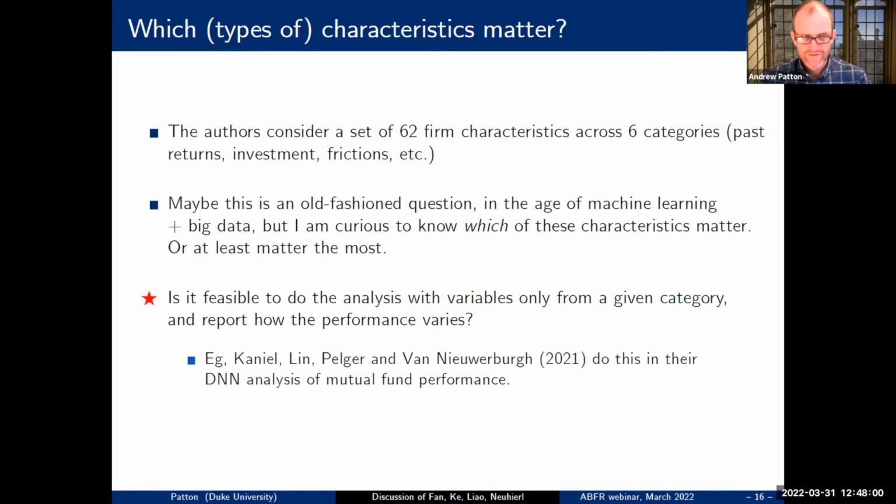If we're thinking about just straight big data, maybe we don't care. We just put all these into the method, grind the machine and see what comes out. But I would be curious to know which of the characteristics matter the most, perhaps which class of characteristics matter the most. There's a paper by one of the organizers of this series, Markus Pelger, and co-authors that did something like that for their neural network analysis of mutual fund performance. They had a similar large set of characteristics, in this case mutual fund characteristics. They bunched them into categories and then looked at performance just using characteristics from a specific category to shed some light on which of these characteristics matter most.